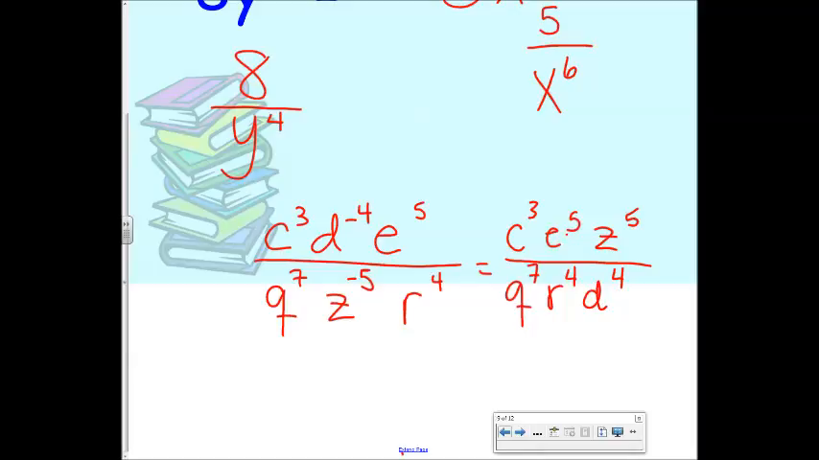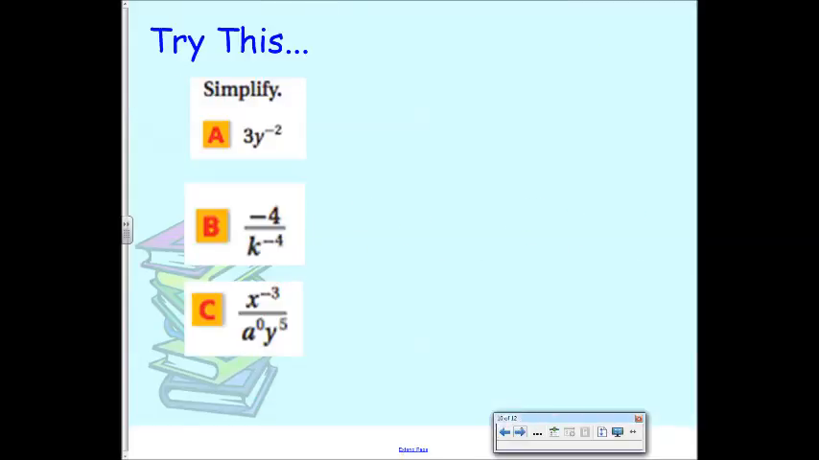All right, so what would happen in A? What would go on top? The 3 would go on top, and then what would be on the bottom? Y to the 2nd power. All right, the negative goes away when you move it, so that would go to the 2nd power on the bottom. All right, what about B?